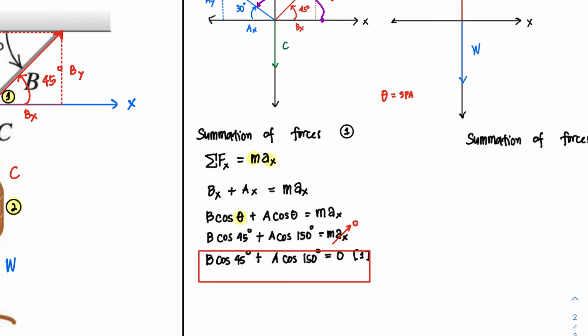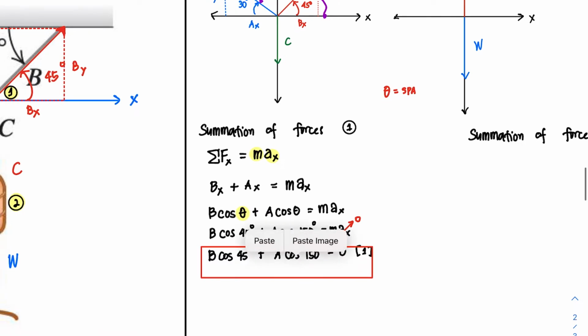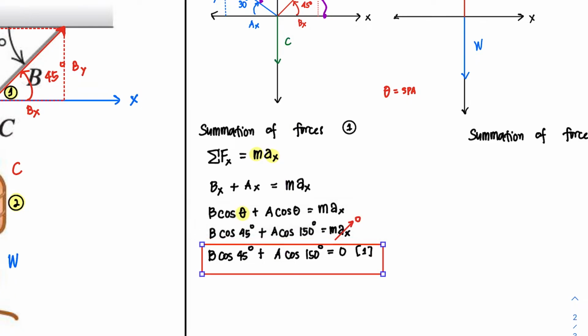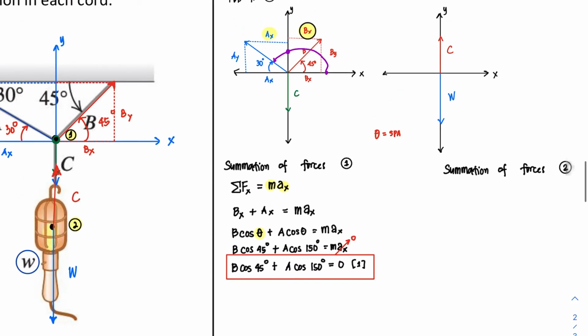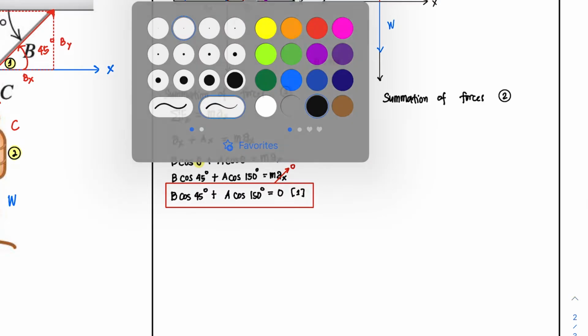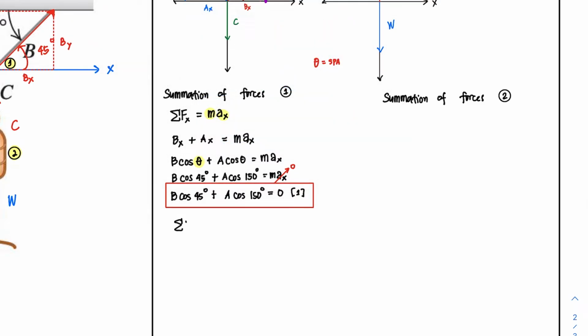Alright, so we are done with our first equation for free body diagram number 1 along the x. So we still have something missing along the y-axis, still on free body diagram number 1. Okay, so the sum, let's start again. The sum of the forces, this time along the y, is equal to the mass times acceleration along the y.